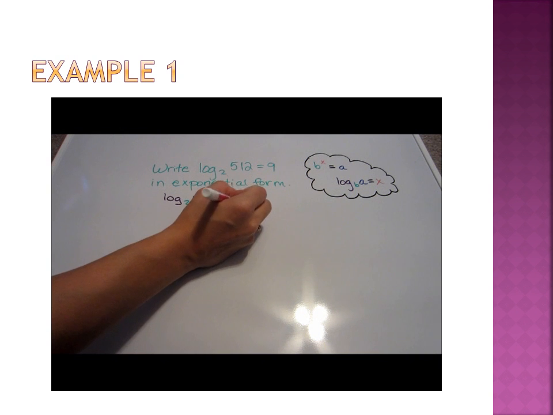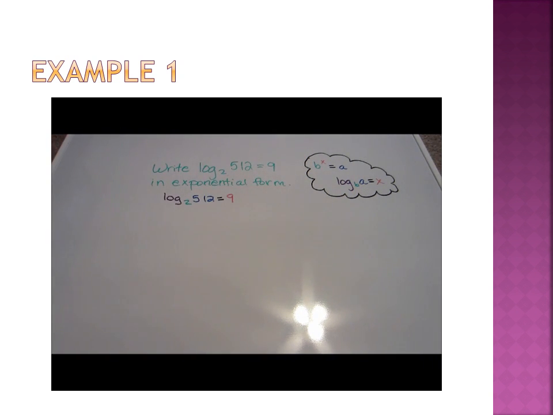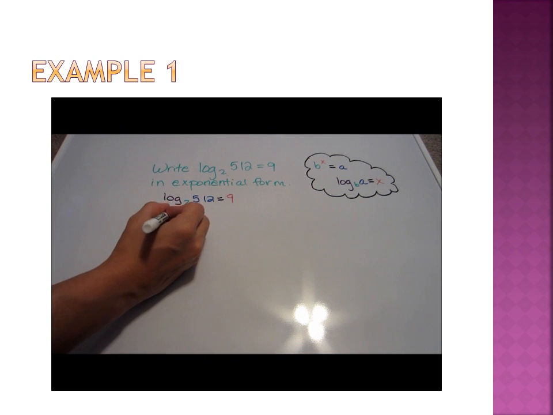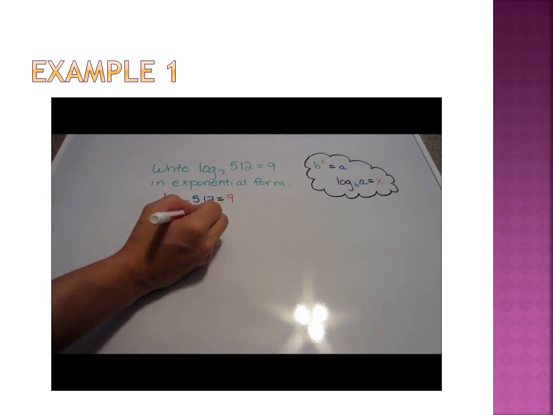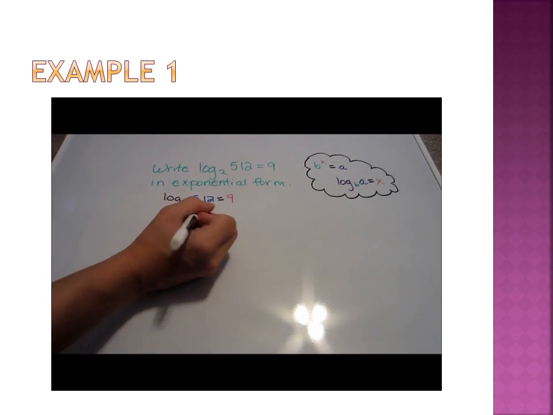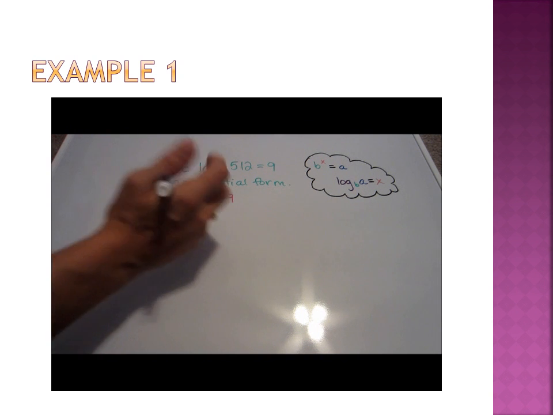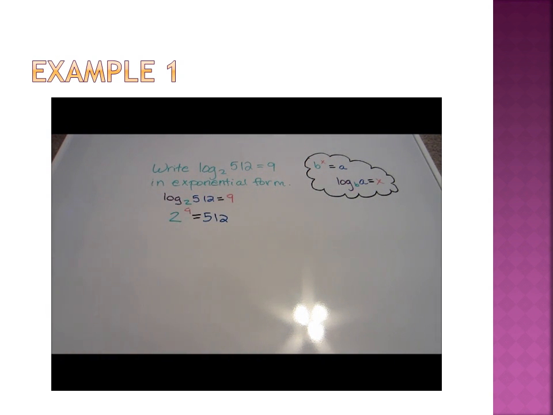Now we can follow our pattern up here on the right, and we have our base, which is the green, which is 2, to the x power, which is our pink, which is 9, is equal to our a, which is 512, the blue, and that's our answer. We're writing it in exponential form, and we get 2 to the 9th is 512.